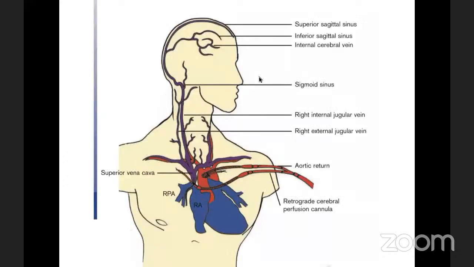Okay, so this is another picture just to make things more clear. These are the cannulas in the ascending aorta, and we have the one in the SVC. We are asking the perfusionist to perfuse the brain through the arterial cannula into the SVC, into the brain, and then the blood is going to get back to us here. Okay.